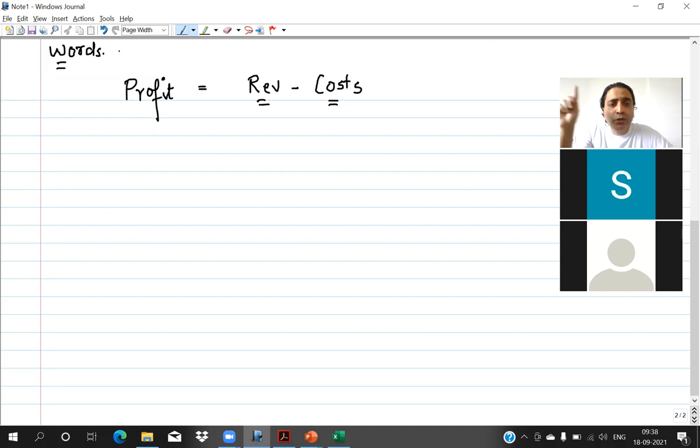Theek hai, inflows outflows word use nahi karna hai, it means something else, which I'll tell you. All right, sir, we will discuss that.